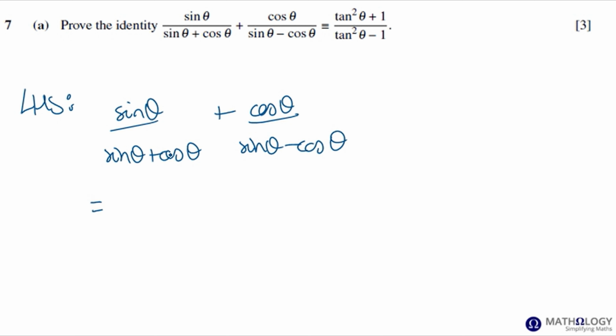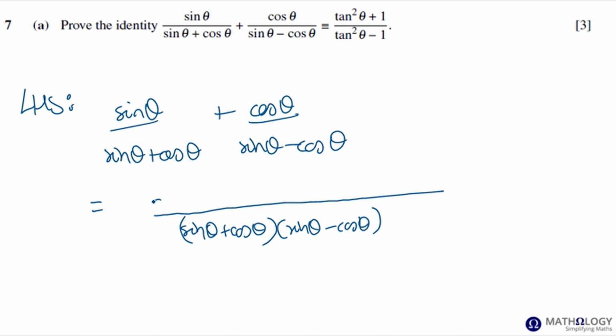And the first thing we're going to do is establish a lowest common denominator, which is sine theta plus cos theta times sine theta minus cos theta. So we'll have sine theta times sine theta minus cos theta, plus cos theta times sine theta plus cos theta in the numerator. Now we just multiply out in the numerator and simplify as far as possible.